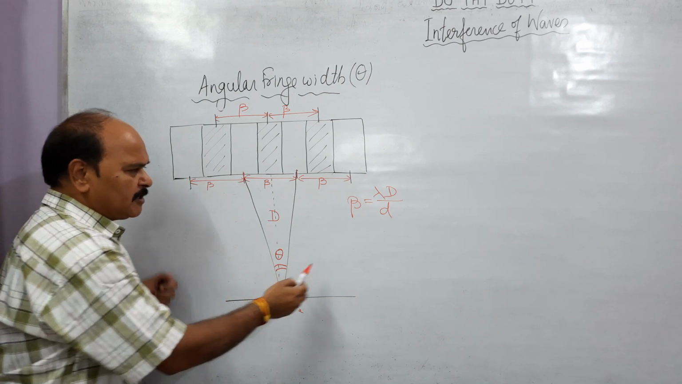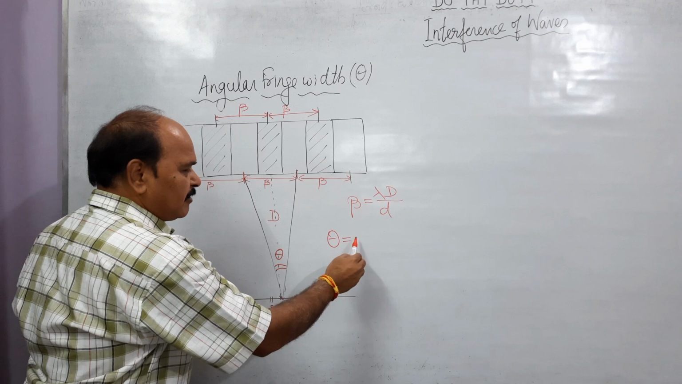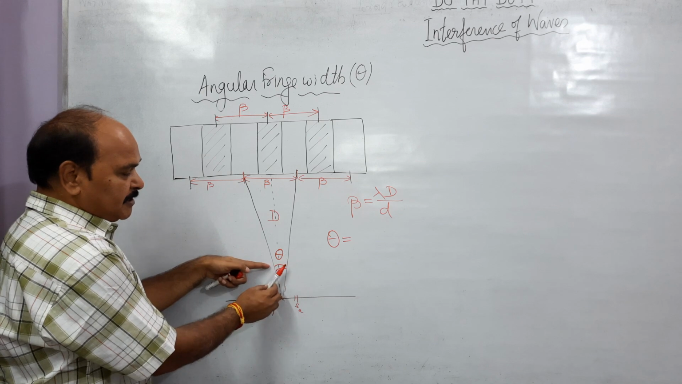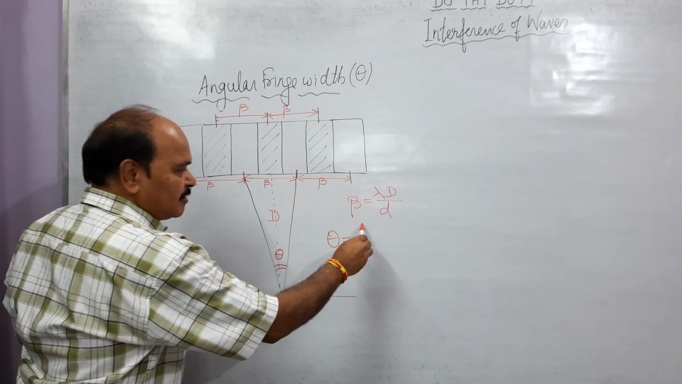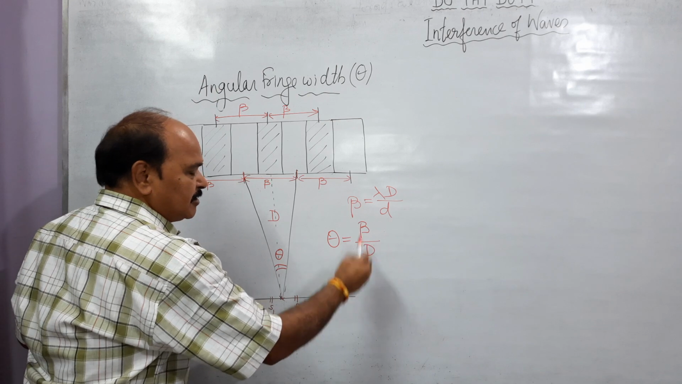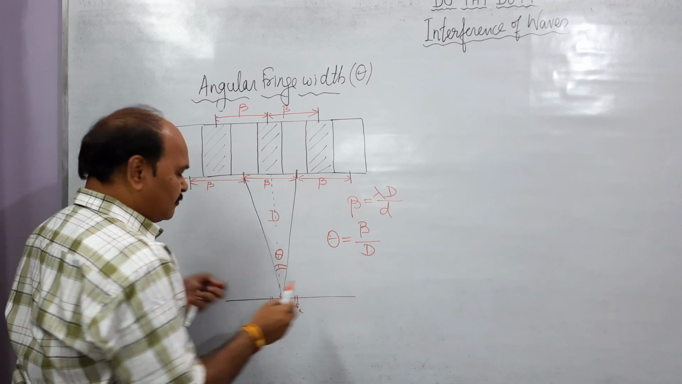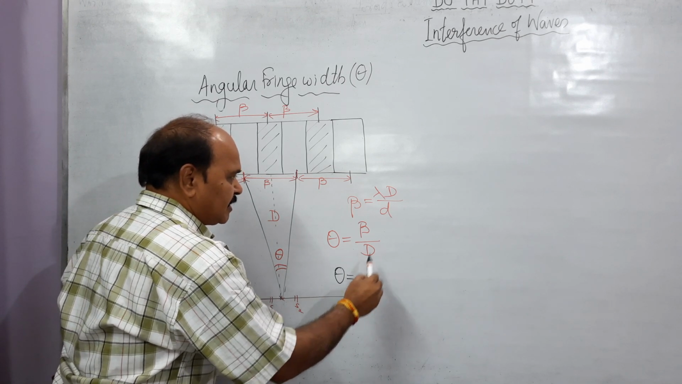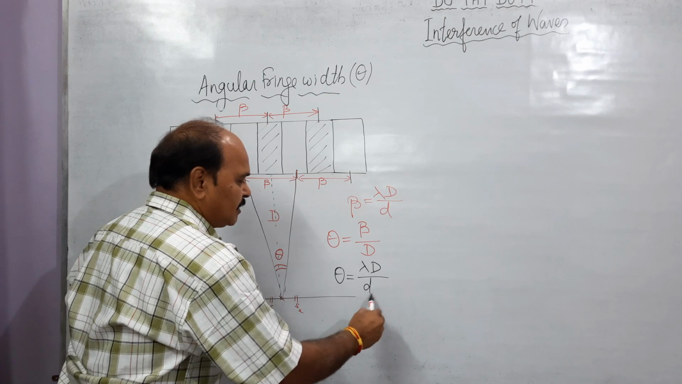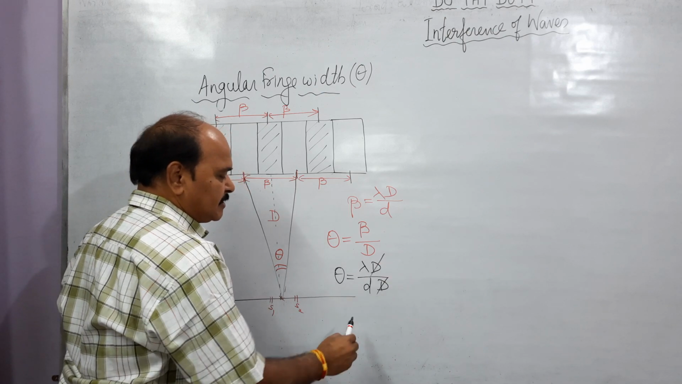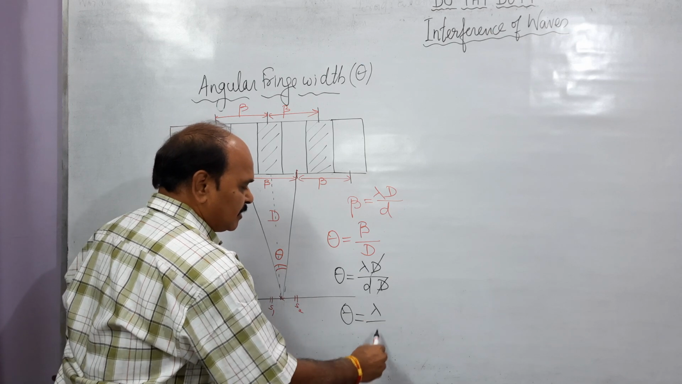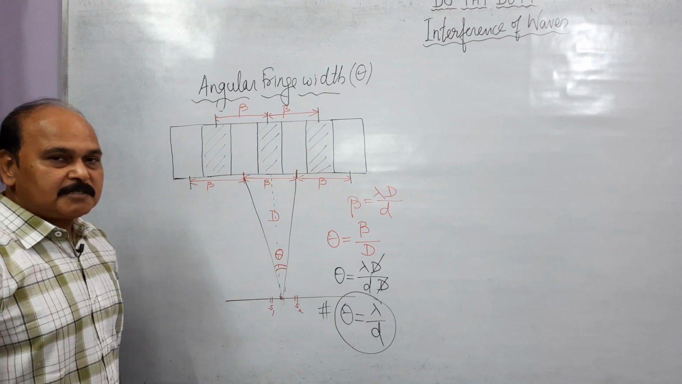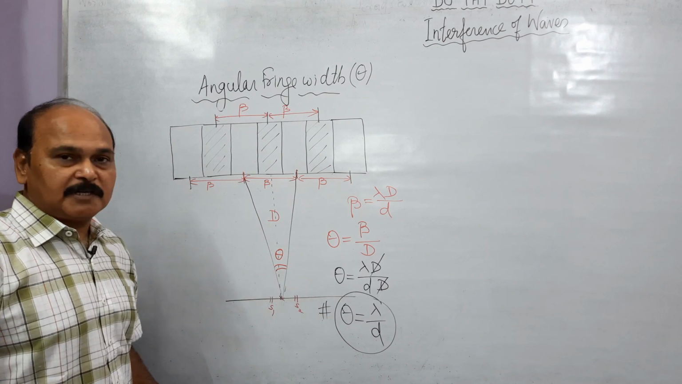So what is this angular fringe width? This angular fringe width theta, which is the angular separation between two consecutive maximas or two consecutive minimas, is going to be arc upon radius. What is arc? Beta. And what is radius? Radius is capital D. If we substitute the value of beta here, we get theta as lambda capital D upon small d into capital D, and we can see that capital D cancels out. Theta is lambda upon d. This simply means angular fringe width is independent of the distance of the screen from the plane of the slit.